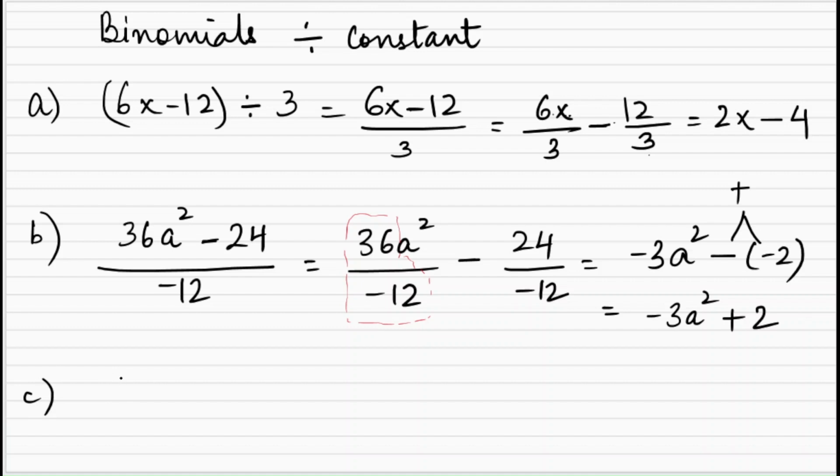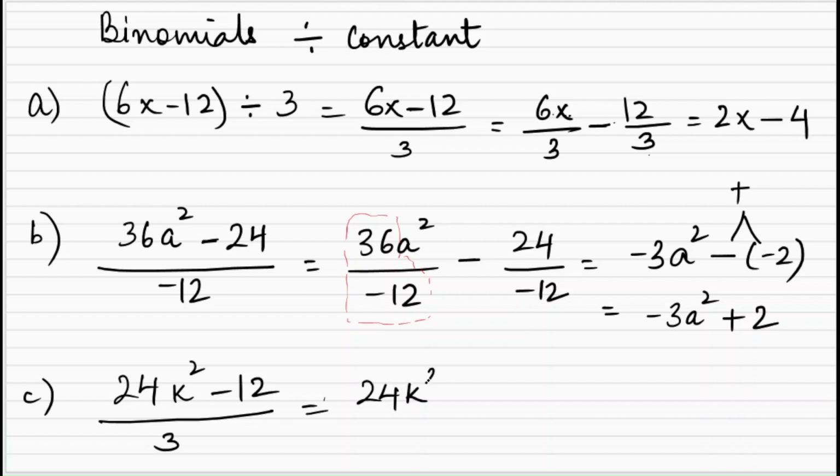Let's take some more: 24k square minus 12 divided by 3. Let's separate the terms: 24k square divided by 3 minus 12 divided by 3. 24 divided by 3 is 8, so 8k square minus 12 divided by 3, which is 4. And that is our answer to this division problem. So over here we learned how to divide binomials by a constant.